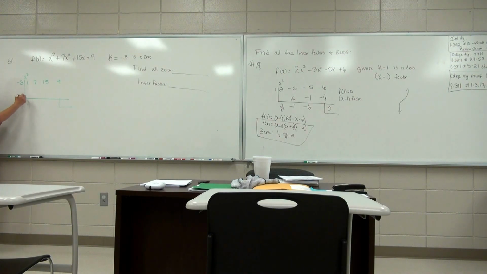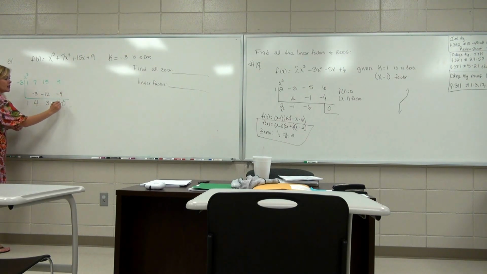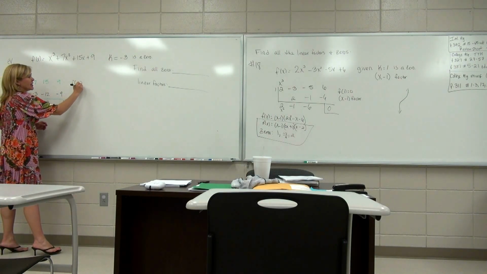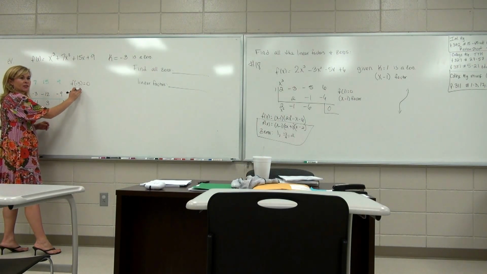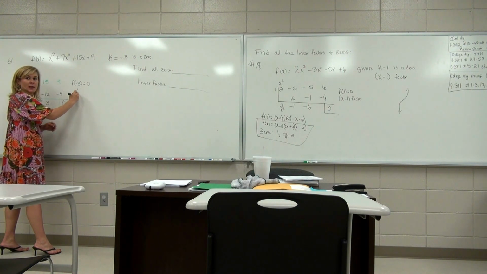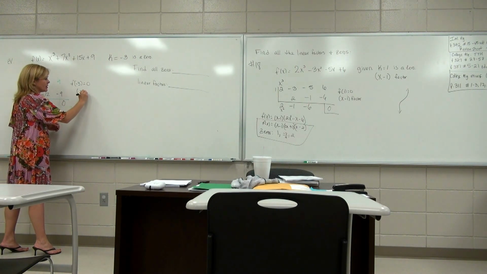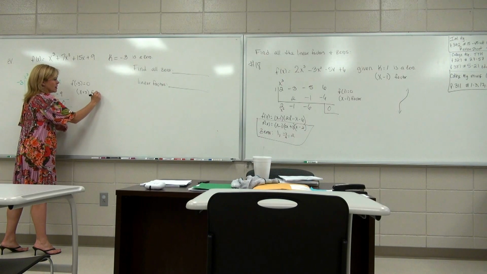All right, so let's look. You bring down the 1. -3 times 1 is -3. 7 plus -3 is 4. -3 times 4 is -12. So I get +3. -3 times 3 is -9. So I got a remainder of 0. So I can say f of -3 equals 0. So what's the factor? If -3 is a zero, the factor will be x plus 3. You're getting good. So x plus 3 is a factor.